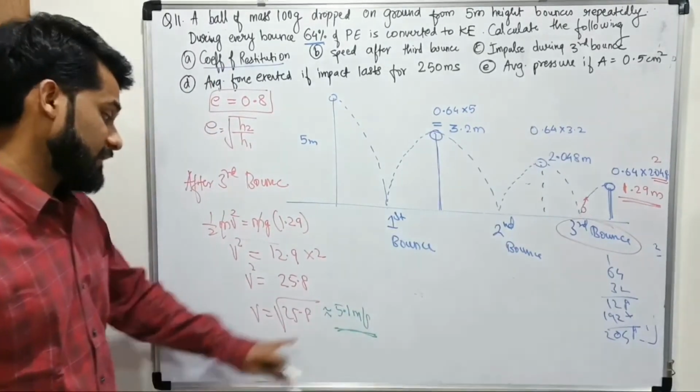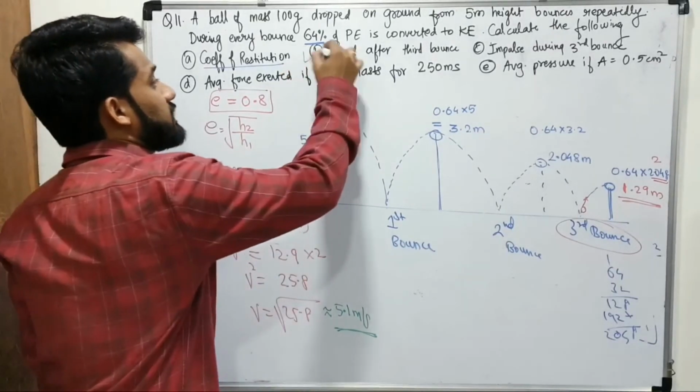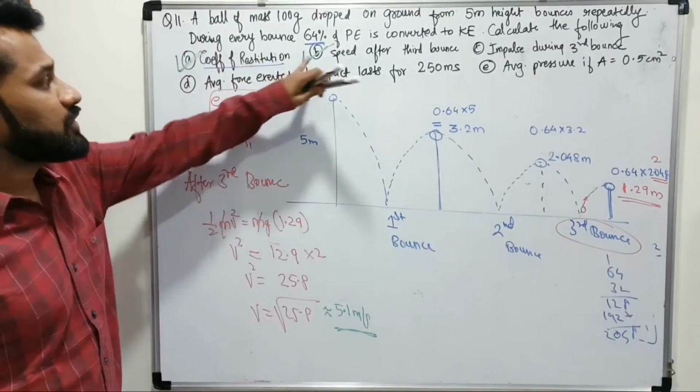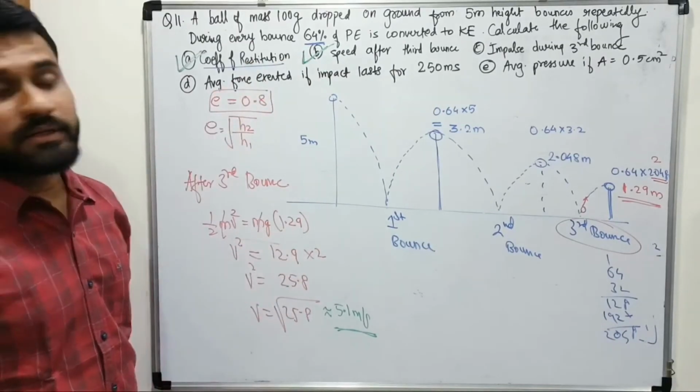My answer for the second question: the first question's answer we have already calculated as 0.8, and the second answer is 5.1.